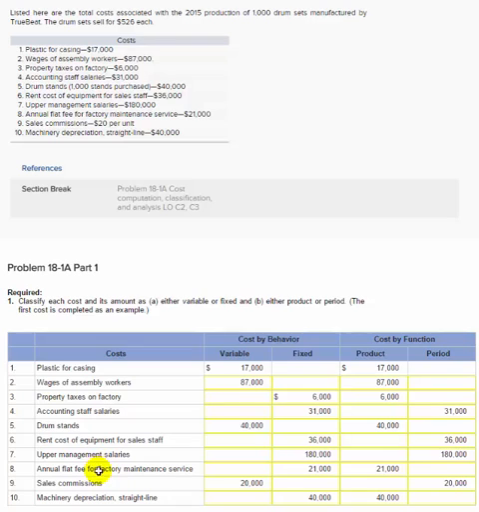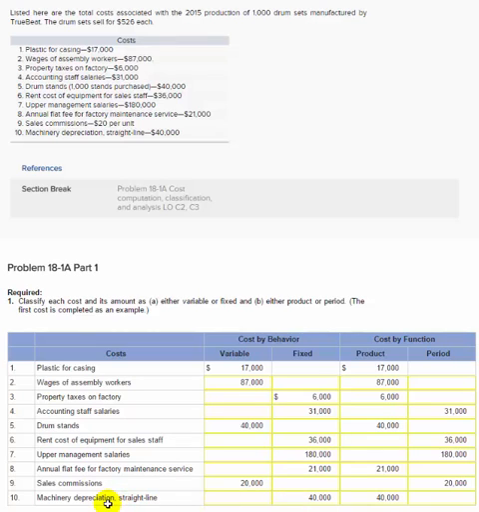Annual flat fee for factory maintenance service, and we have something now going on inside the factory, but it's not material and it's not labor, so therefore it's going to be a fixed cost and it's going to be a product cost because, again, it's, like I said, going on inside the factory. Sales commissions. Sales commissions vary with volume. The more sales you have, the more volume you have, the more sales commissions you have. So therefore this is going to be a variable cost, and sales commissions are not going on inside the factory, so they're outside the factory, so therefore it's a period cost.